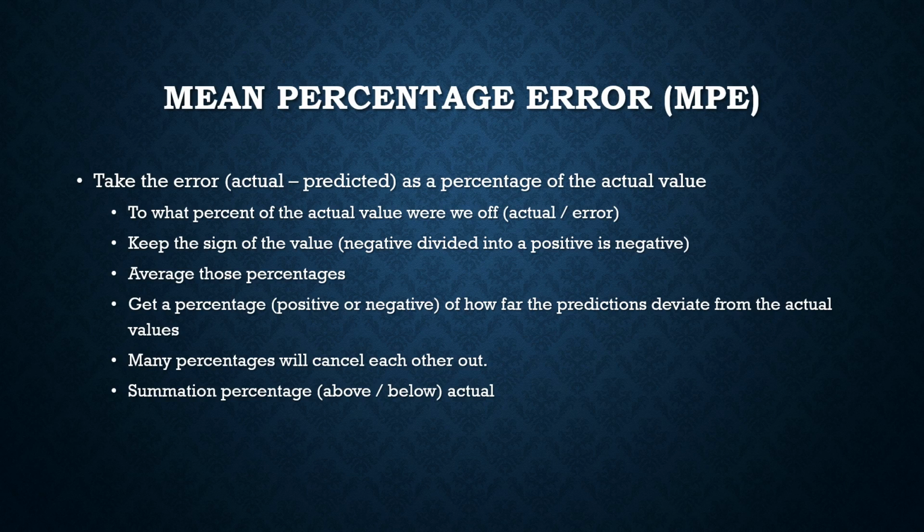It gives us a decimal, positive or negative, about how far the predictions deviate from the actual values. And this is relative to the actual values. Many of the numbers will cancel each other out, so we're probably going to get a pretty small number. It's really a decimal representation of how far we are above or below.